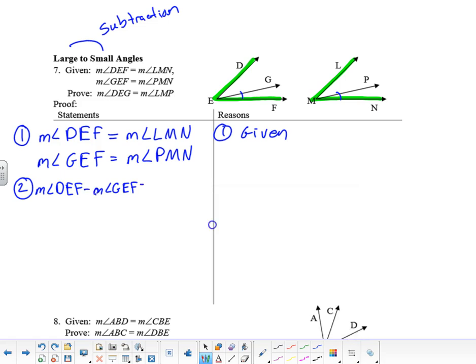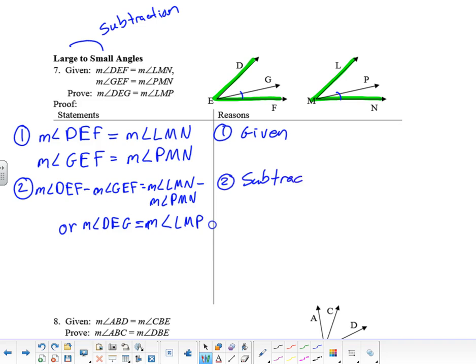Okay, minus equals the measure of angle LMN minus measure of angle PMN. The result would be the measure of angle DEG equals the measure of angle LMP, and that is the subtraction property of equality.